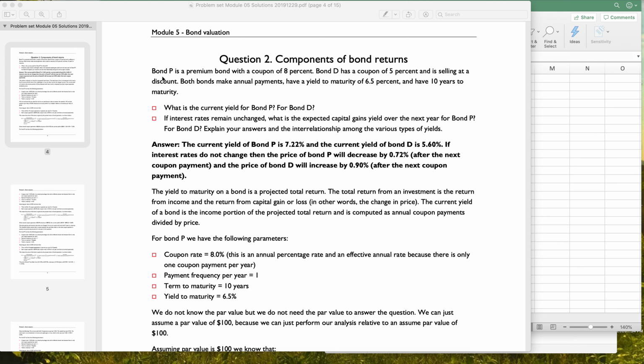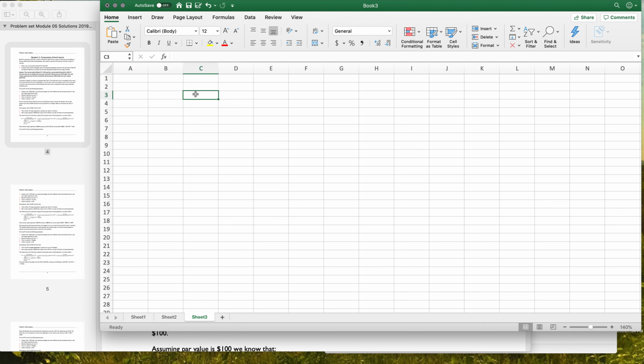All right, so we have two bonds, bond P with a coupon rate of 8%, bond D with a coupon rate of 5%. Both bonds make annual payments and have a yield to maturity of 6.5% and 10 years. What's the current yield for both of the bonds? Okay. Bond P, bond D.